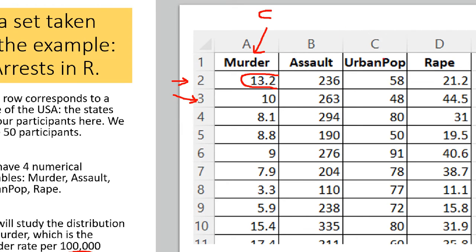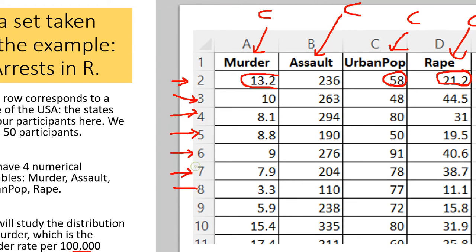The urban population is in percentage, 58% of the population in that state live in a city. The rape is the rape rate, so it's a continuous variable as well. We only have continuous variables in this data set, okay? Each row represents a participant, and each participant here is a state of the USA. So we have 50 states, and they are all here.